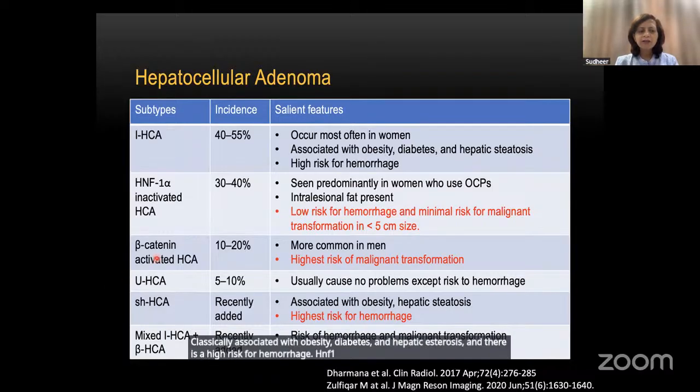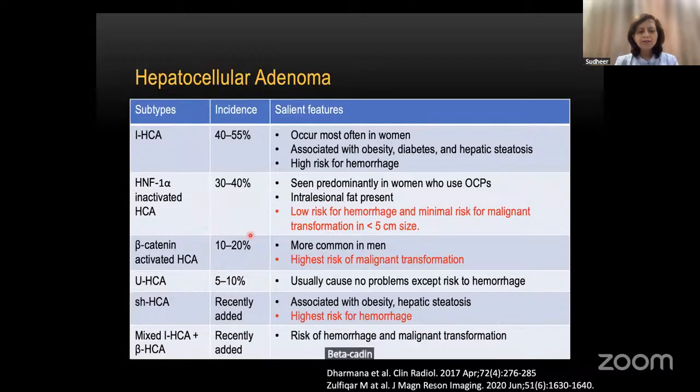HNF1 alpha is the second commonest, and it is a good variety of adenoma because it has the lowest risk for hemorrhage and minimal risk for malignant transformation, especially when the tumor is small. And this is characterized by fat on imaging. So when we see a fatty adenoma on imaging, we can say that this is a good variety of adenoma.